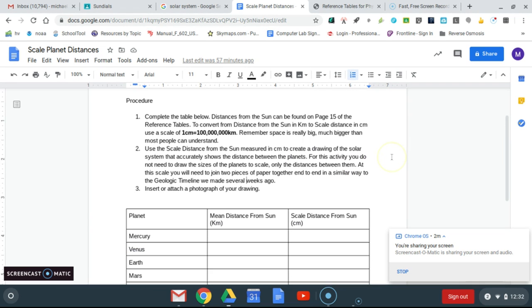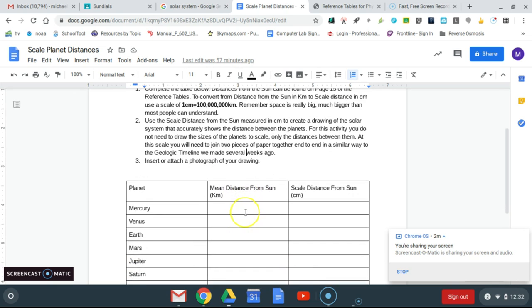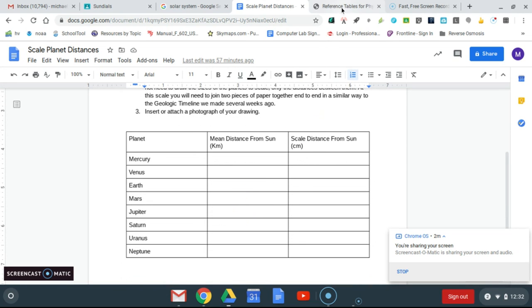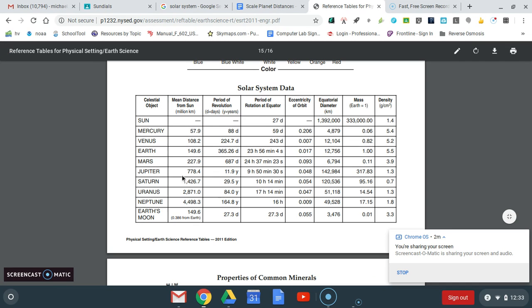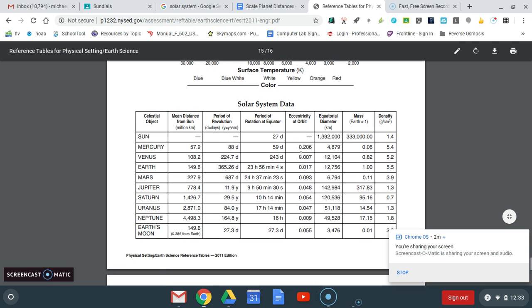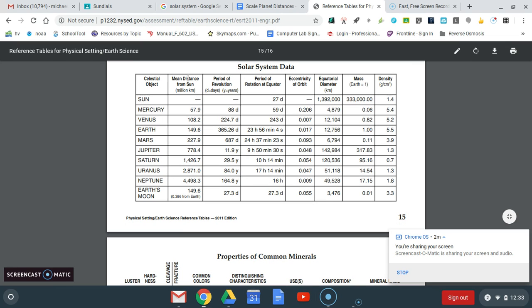And you're going to use your reference table to find the mean distance from the sun for each planet. So in the last lesson, we used page 15 of the reference table. And again, I'll put a link to this if you need it. You can work from the PDF if you don't have your reference table at home. But on page 15 in the reference table, we have our solar system data. And here we can see mean distance from the sun.